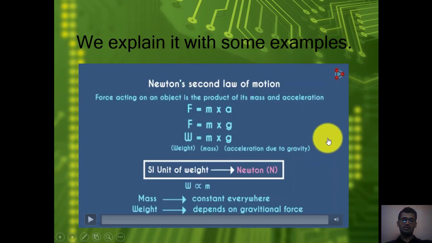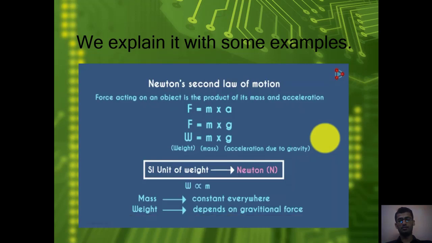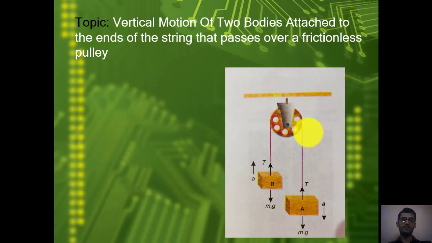So students, this was the difference between mass and weight, and I hope this difference is quite sufficient for you to understand the topic. Now, moving on to our next topic, that is finding the value of acceleration and tension in the string when two bodies attached to the ends of the string pass over a frictionless pulley.